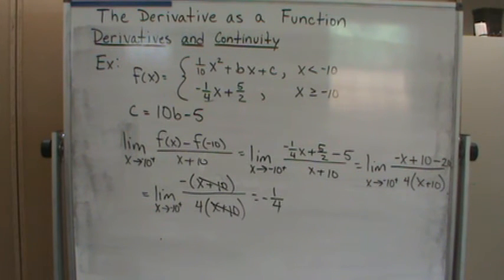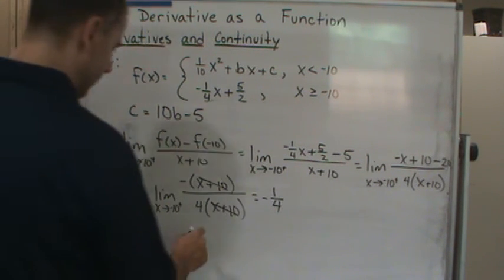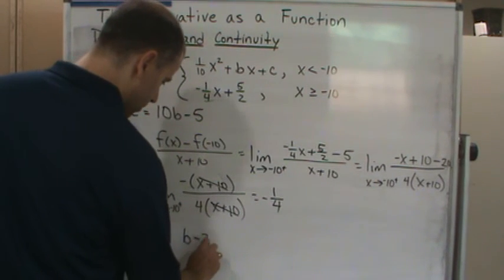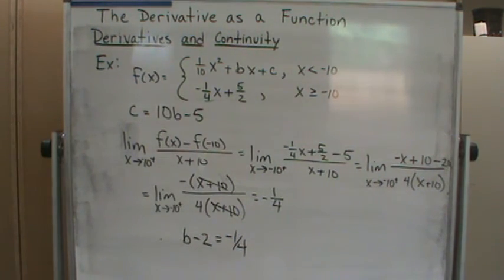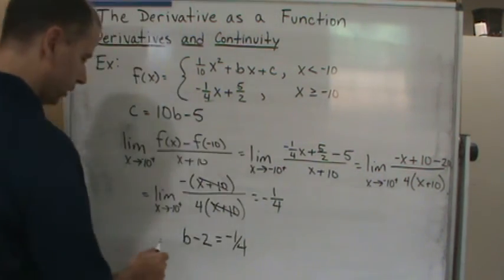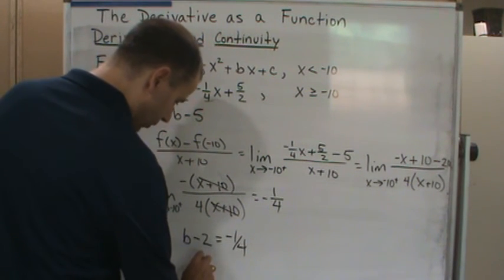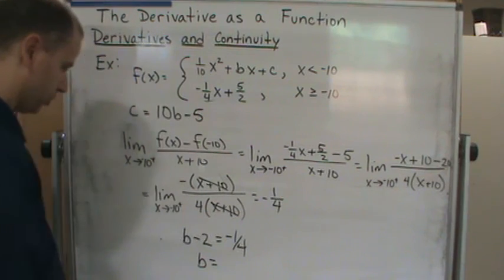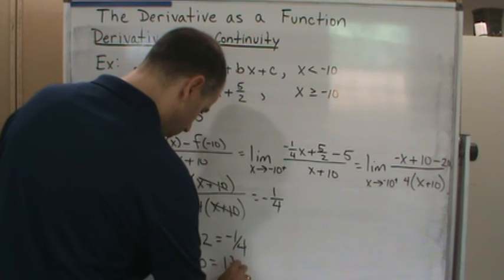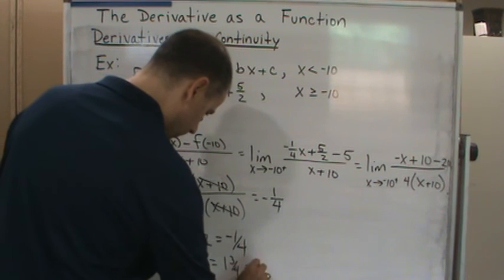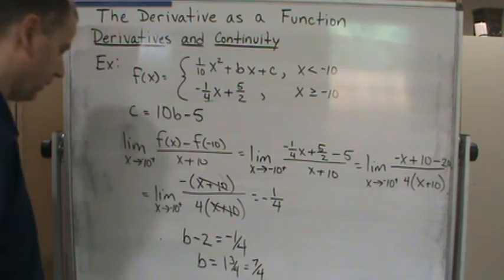So now we have to rectify the two sides, because the limits have to be the same. So that means that b minus 2 has to equal negative 1/4. And guess what? Now things are going to unfold, because now we can solve for b. So b is going to end up being equal to 7/4.